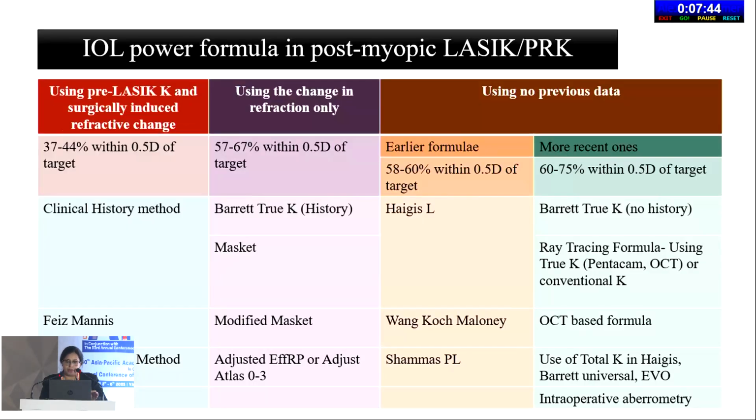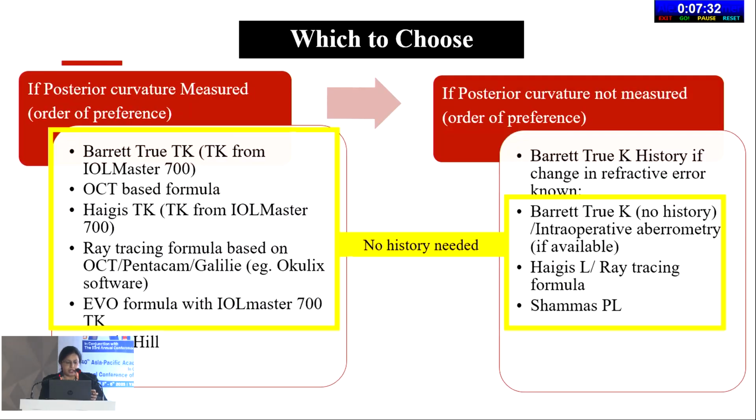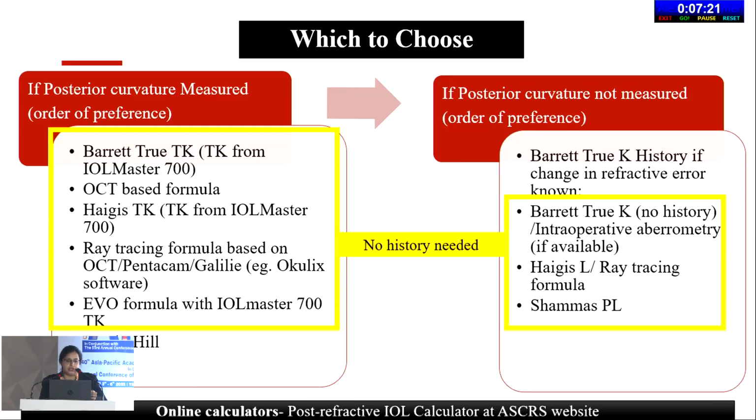So the newer formulas are quite accurate. 60 to 75% are within 0.5 diopters of the target refraction. Barrett True K, ray tracing formulas, OCT based formulas, and intraop aberrometry are the newer ones. So depending on whether you can measure the posterior corneal curvature or not, there are various formulas that are accurate, and the ones highlighted in yellow are the ones that do not require a prior history.